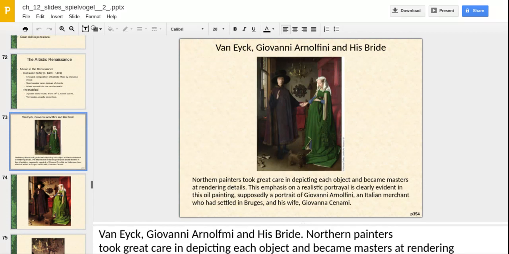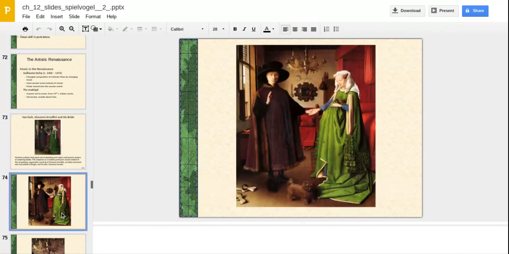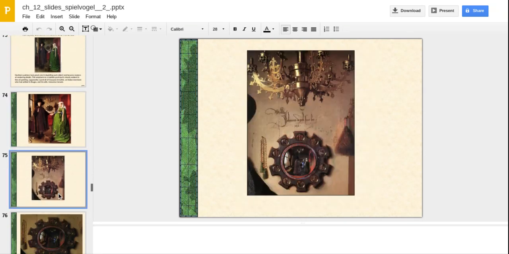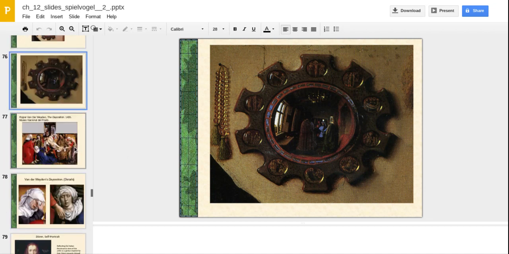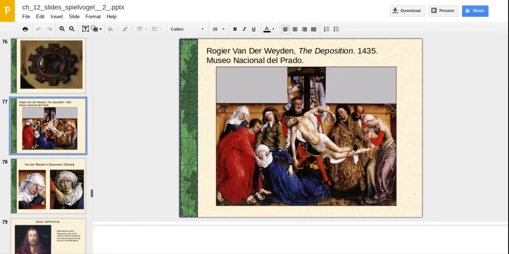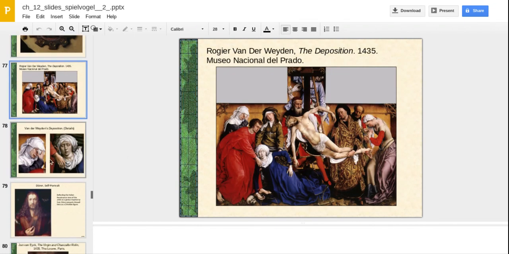All right, Northern painters such as this painter. So here we're going to show you how much detail they are. So here's the painting. Now here's the painting a little bit closer. And if we keep looking, look on that back wall. So this person has painted, they made the painting, and in the back wall there's a mirror. And in that mirror is the backs of the people that they painted. It's incredible. Very good.